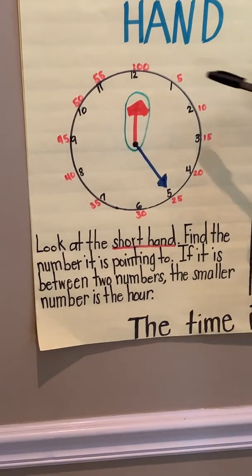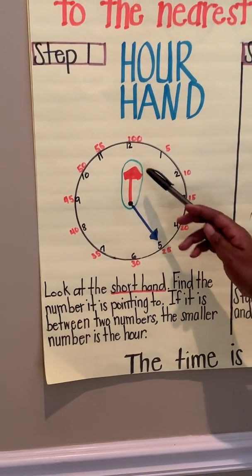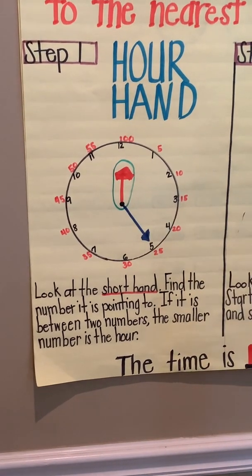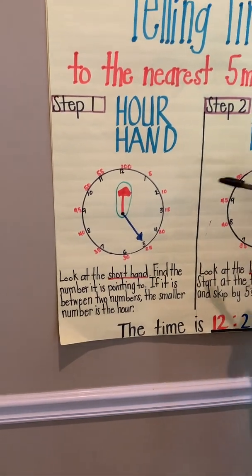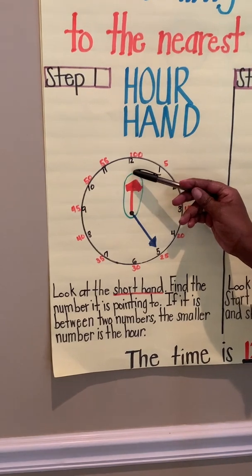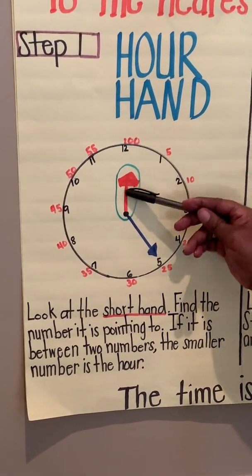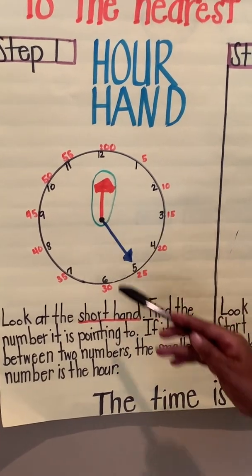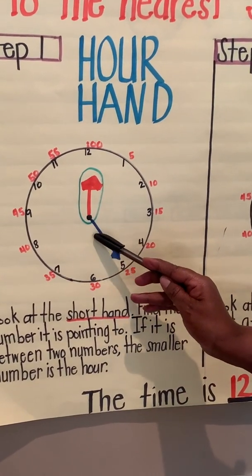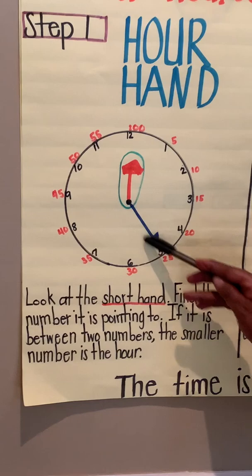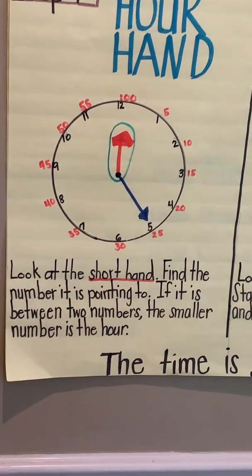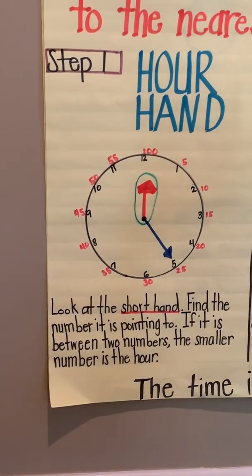So if you look at your clock, there is a short hand and there is a long hand. And the way that you can distinguish between the two, the short hand doesn't go all the way up to the number that it's pointing to. It points towards the number, but it doesn't go all the way to the number like it would if it was the long hand, which would be our minute hand. So let's go ahead and look at what it says about the hour hand.